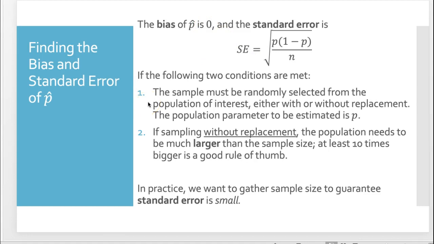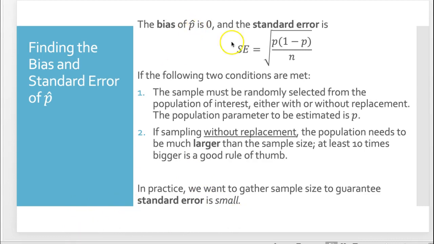Of course, these two things are true as long as the sample is randomly selected from the population of interest, either with or without replacement. The population parameter is p. And for sampling without replacement, the population needs to be much larger than the sample size, at least 10 times bigger is a good rule of thumb. So just to reemphasize that, it's important. Let's move on to an example.